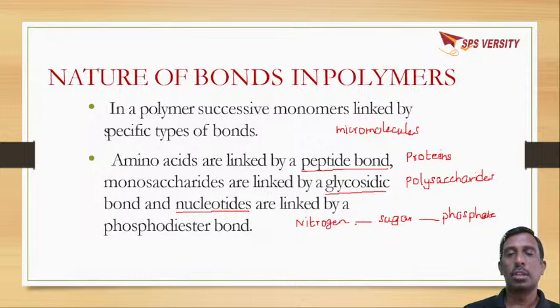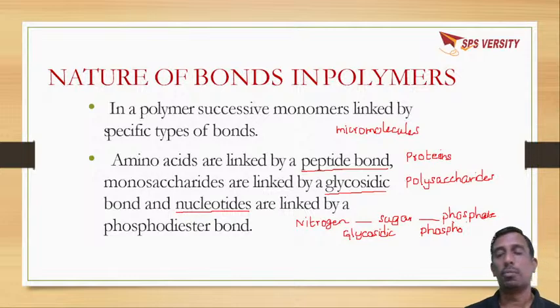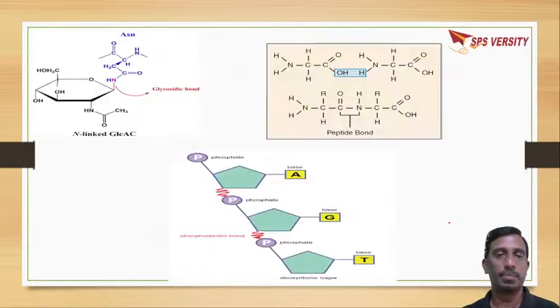नाइट्रोजन और शुगर की फॉस्फेट के बीच में ग्लाइकोसिडिक बॉन्ड रहता. They are linked by glycosidic bond. और शुगर और फॉस्फेट के बीच में क्या रहता है कि फॉस्फोडाइएस्टर बॉन्ड. So two nucleotides are linked by phosphodiester bonds. Nucleotides are linked by phosphodiester bonds.